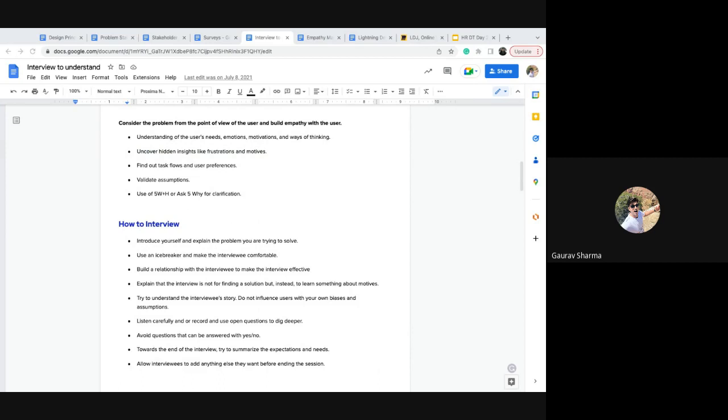So introducing yourself, explaining the problem we are trying to solve is very important. How the user whom we are interviewing is going to benefit from what we are trying to do here would be a key in order to help them open up and talk to us. You can use a few icebreakers and make them comfortable. You need to build a small, quick relationship with them because you might not know the individual that you're interviewing all the time, right? Explaining that the interview is not to find a solution, but instead to learn something about motives is going to be the biggest thing when you really meet somebody for an interview.